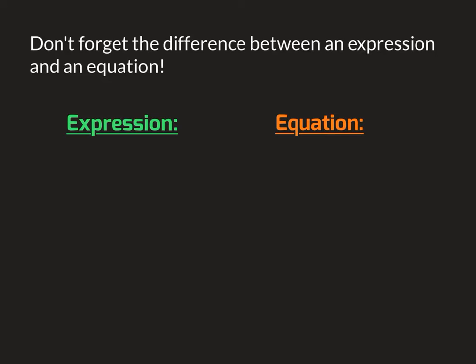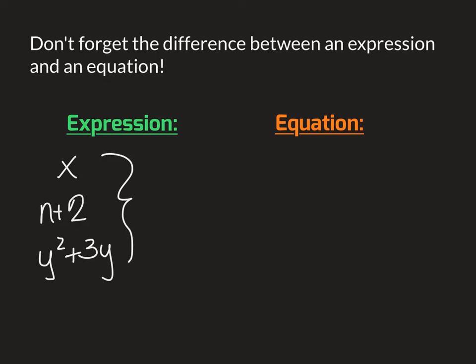The biggest difference is that an expression can be as simple as one variable by itself, a variable with another number like n plus 2. We could have y squared plus 3y. All of these are expressions. And the thing that separates them from the equation is that there is no equal sign. And you'll even notice in the word equation, you can see the root word equal.